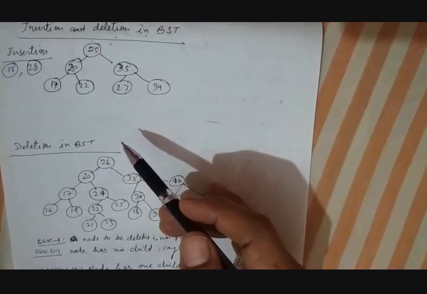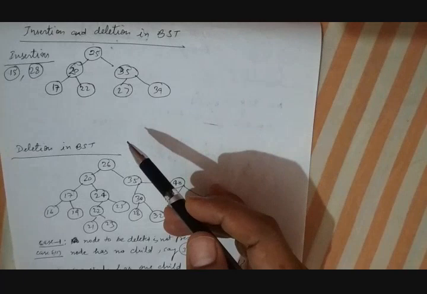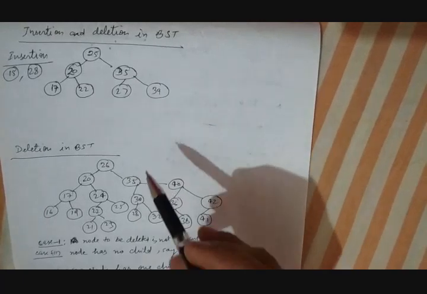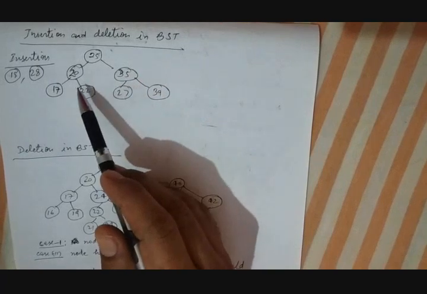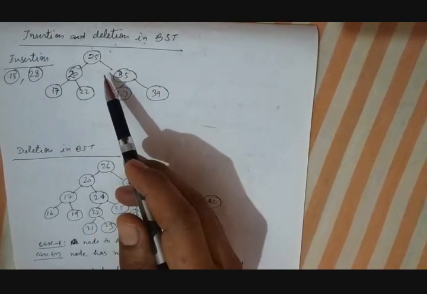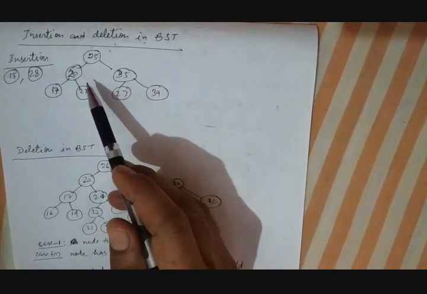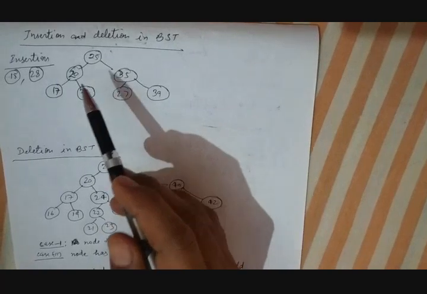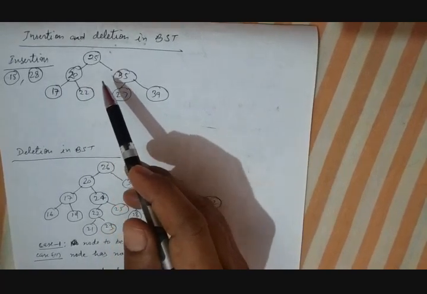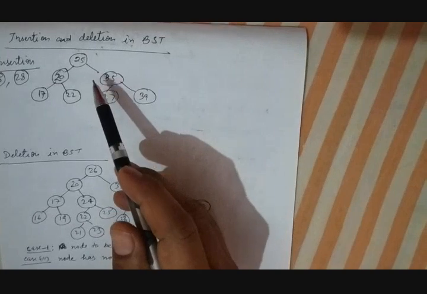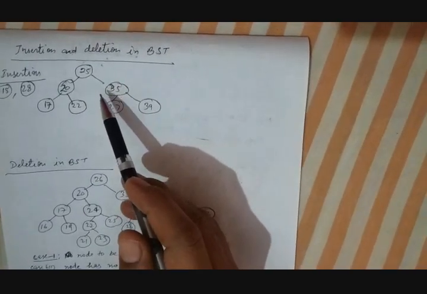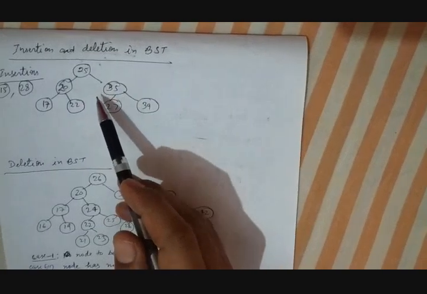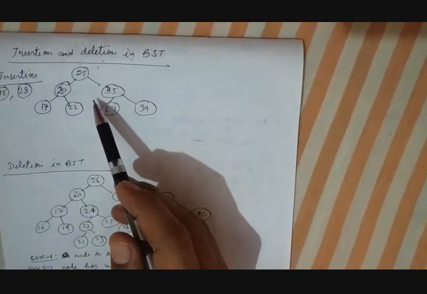So first of all we have to again discuss the definition of binary search tree. A binary search tree is a special type of binary tree in which the key value of the left child or left subtree is always less than the value of the root, and similarly the key value of the right child or the right subtree will always be greater than or equal to the value of the root.